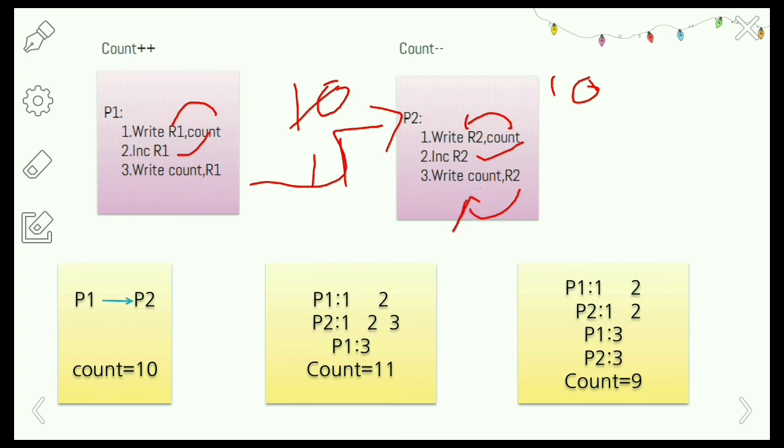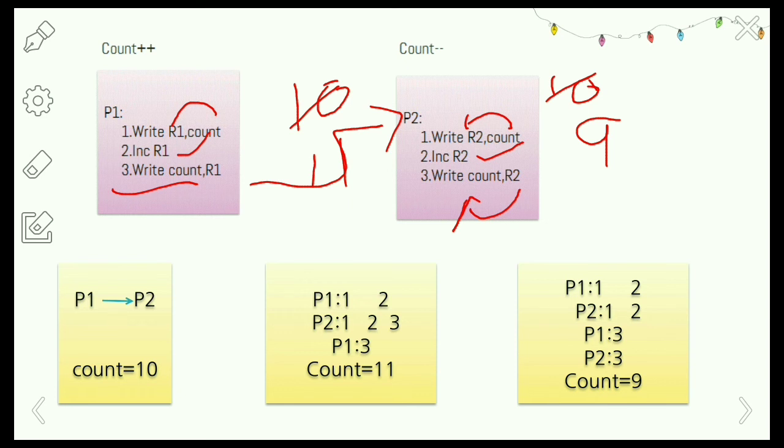So here the R2 value will be written to the count. The count value is decremented by 1, which is 9, and it will be written back to the count, which is 9. And again coming back to the process P1 here. So write count comma R1.